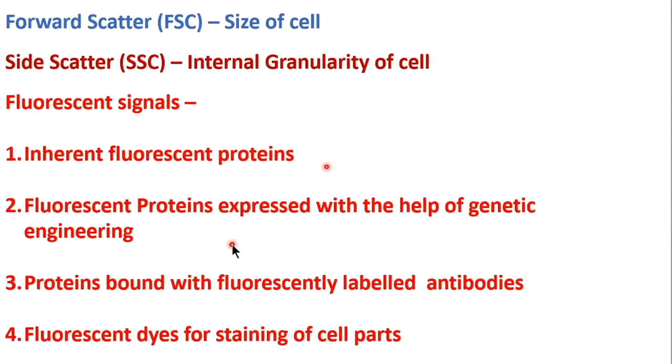Now we have the basic information about the cell system and the fluorescent information about the flow cytometric system. We are arranging the cells in a single array, and after that arrangement cells interact with the laser. It can give you three parameters: forward scatter for size, side scatter for granularity, and fluorescent signal for the presence of protein or some fluorescent dyes.